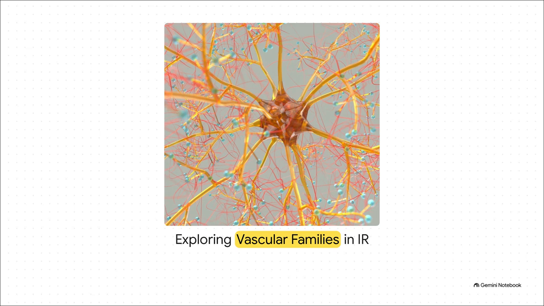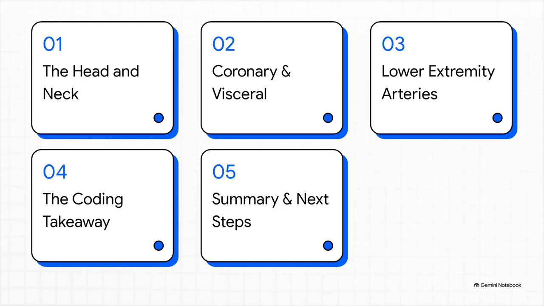Understanding these vascular families in interventional radiology is the absolute bedrock for everything we do when we're tracking a catheter's journey. Here is our roadmap for today. We're organizing the major arterial families geographically, starting with the head and neck, moving down to the coronary and visceral arteries, hitting the lower extremity arteries, covering our core coding takeaway, and wrapping up with a summary and next steps.